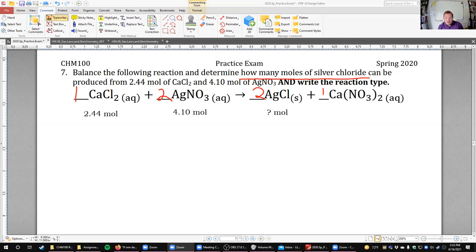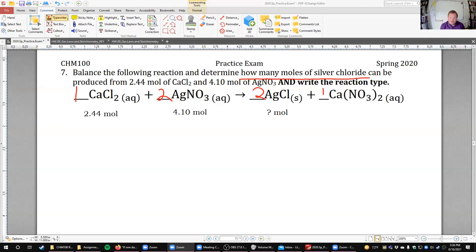If we're trying to do a theoretical yield question, the ideal way to do it is to say, okay, I have enough calcium chloride to make this much product, and I have enough silver nitrate to make this much product. Whichever number is lower is the right number. The logic behind that is, I have enough buns to make 75 hamburgers, I have enough patties to make 50 hamburgers. So how many hamburgers can I make? 50.